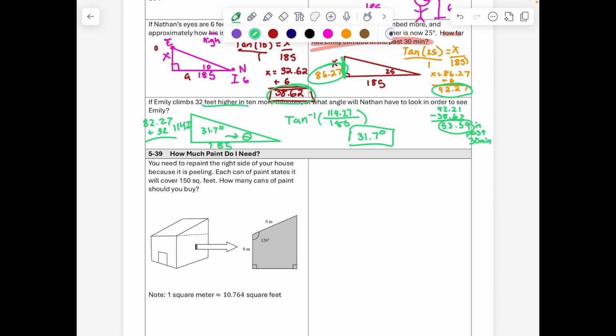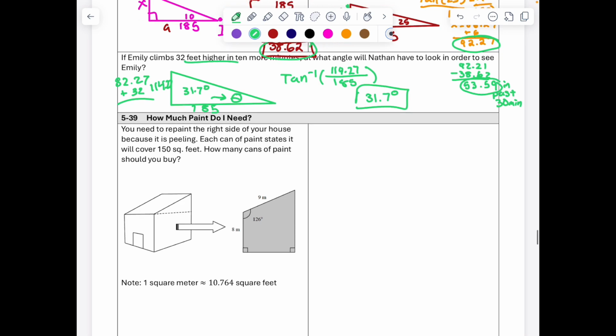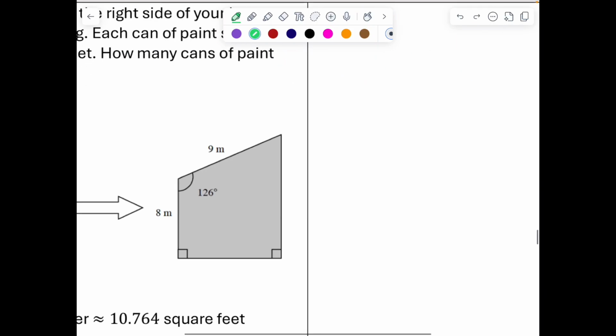All right, moving on to our last problem. How much paint do I need? So we need to repaint the side of the house because it's peeling. Each can of paint states it will cover 150 square feet. How many cans of paint should we buy? Now, unfortunately, all of these measurements are in meters, so we'll have to change that to square feet in order to calculate for the paint.